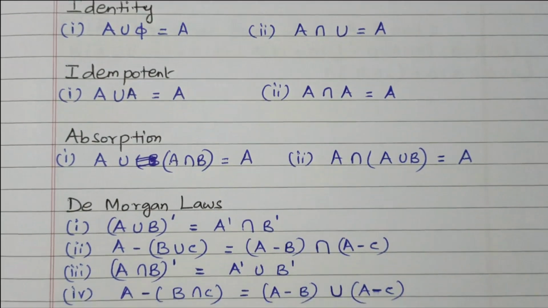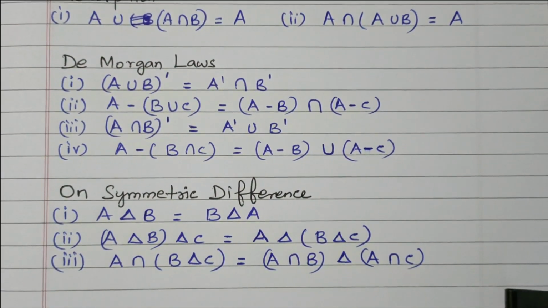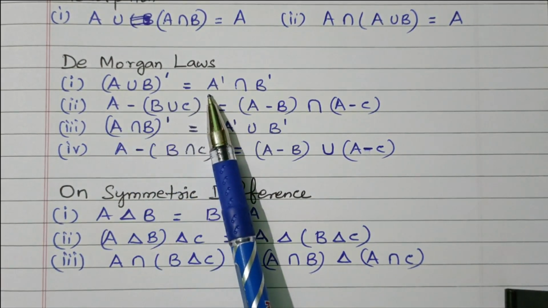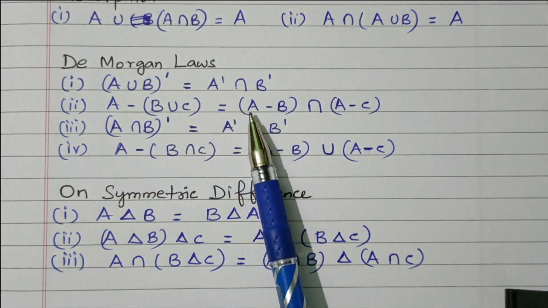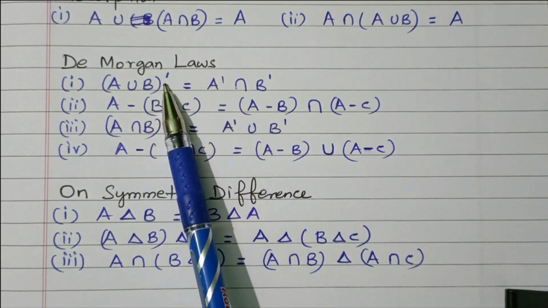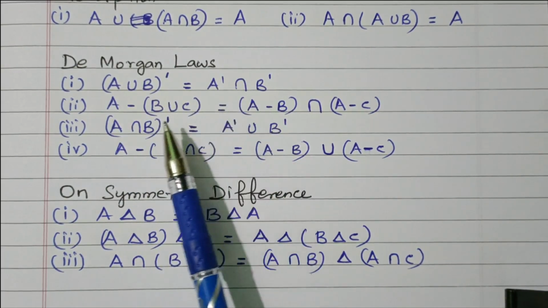Then we have De Morgan's theorem. The important thing is we have the De Morgan's theorem. A union B dash equal to A dash intersect B dash. Important thing is here union means here intersect. Here dash is available entirely, here individually dash is available.